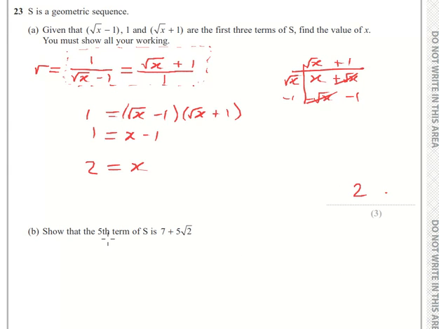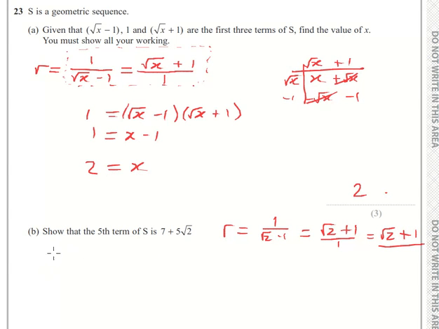Okay, now it wants us to show that the fifth term is 7 plus 5 root 2. Well, we need the common ratio for that, and as written above, the common ratio is, if you like, 1 over root 2 minus 1. But that looks a bit ugly, and I could also use root 2 plus 1 divided by 1, which is obviously just root 2 plus 1. And I like the look of that much more than 1 over root 2 minus 1. So I'm going to use that one, but I could have used either.